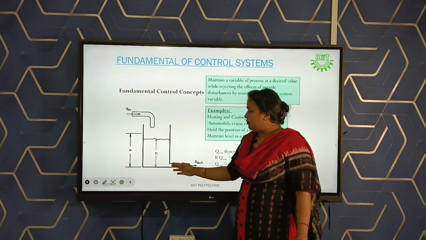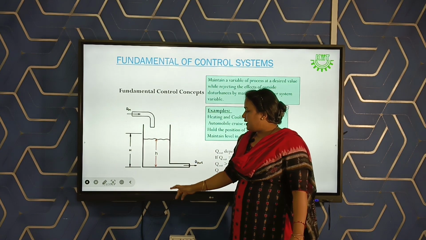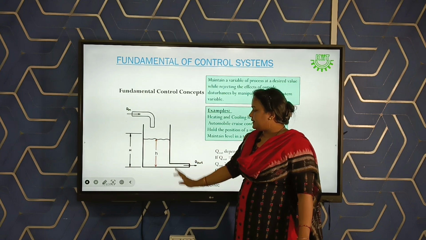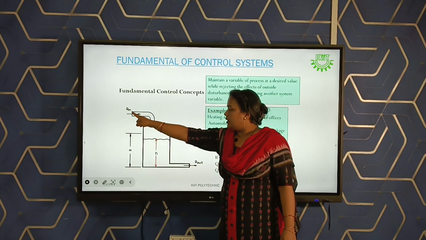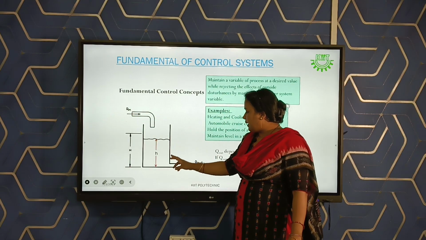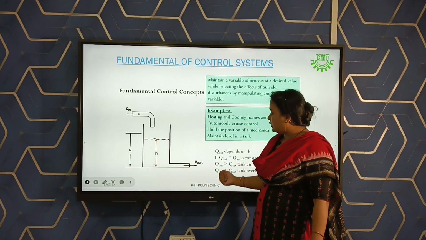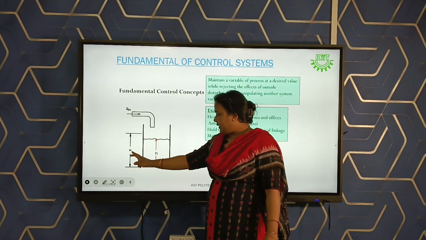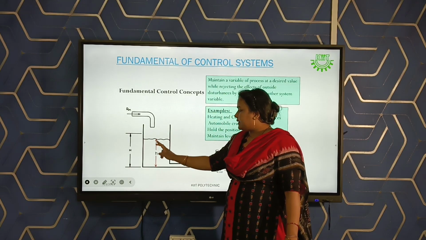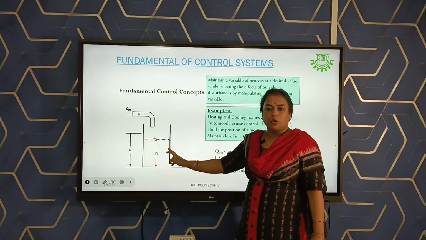So in this diagram, we can see that one tap is there, and another, a water tank. Q in means this is the flow of water to the tank from the tap. Q out means this is the flow of water from the tank. There are two parameters we have taken. One is capital S, another is small s. Capital S is our reference point, small s is our control variable.